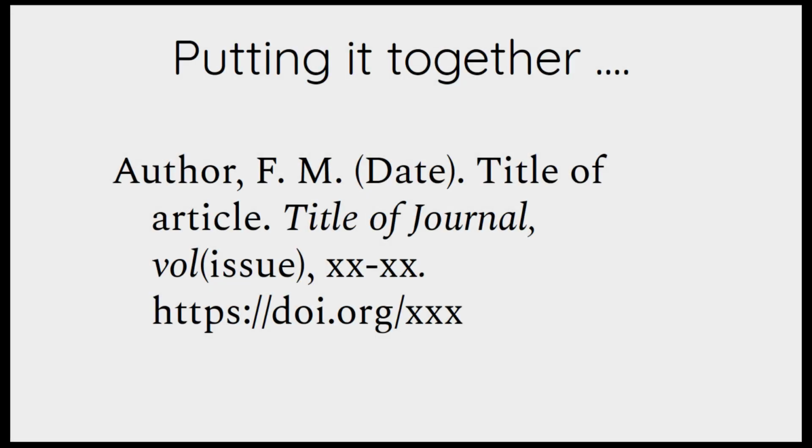Okay, well, we have all our pieces, but there's still one more step. We need to put everything together in the proper APA format. That means making sure all the elements are in the correct order and formatted properly. This is the basic formatting for a journal article, but let's take a look at how this looks with our example article.